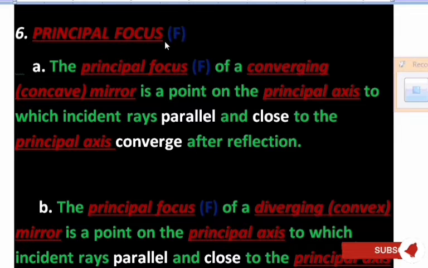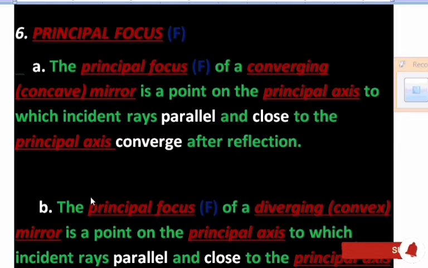Next, we are going to look at the principal focus. Here I'm going to divide the principal focus into two parts. Here we have the principal focus for a converging mirror, which is a concave mirror, and we also have the principal focus for a diverging mirror, which is the convex mirror. So the principal focus F of a converging mirror is a point on the principal axis to which incident rays, which are parallel and close to the principal axis, converge after reflection.